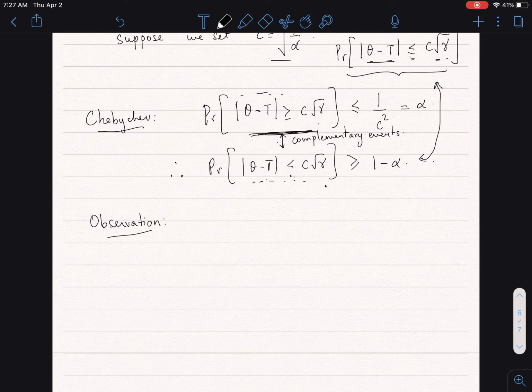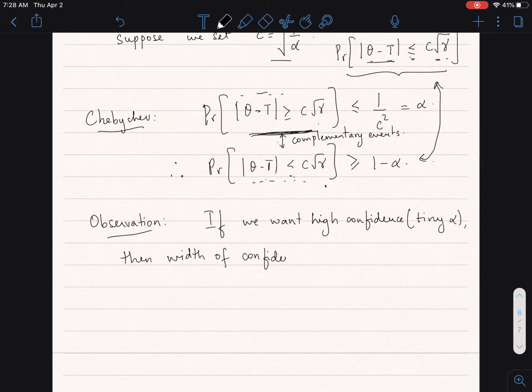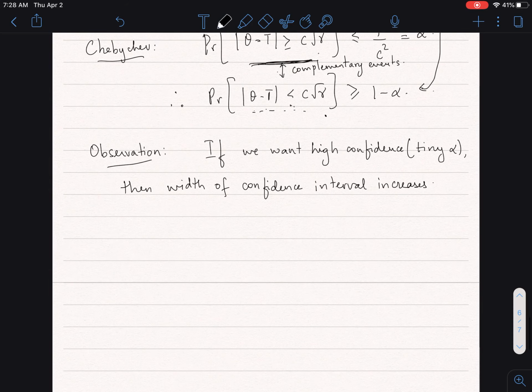There's one simple observation that we will make from here. This observation is that if alpha drops, so if alpha is small, if we want a high confidence, that is tiny alpha, then the width of this confidence interval increases. By width I mean the gap between L and U.